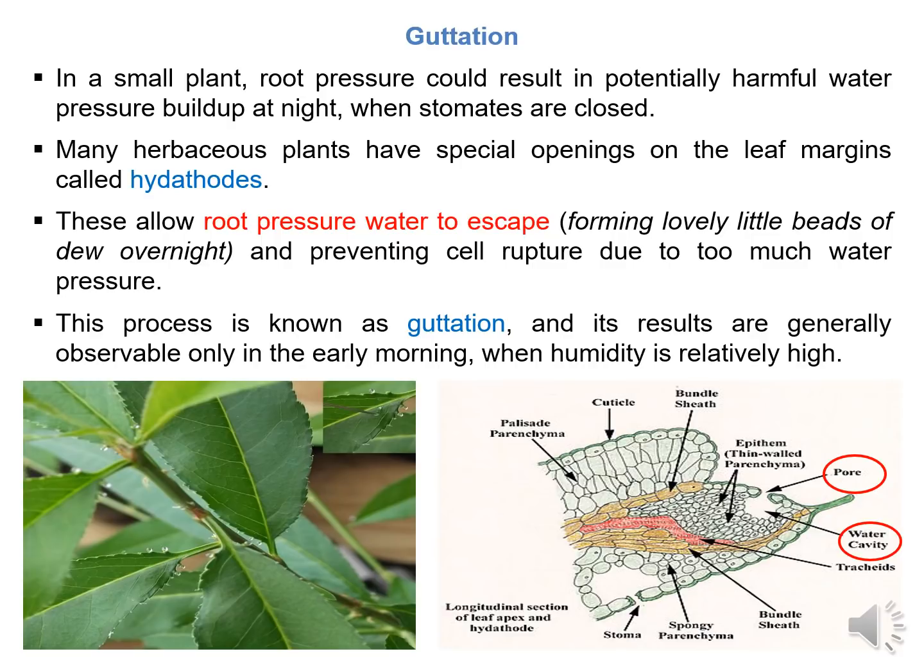So now we know what guttation is. Guttation is a process of producing a little bit of water droplet at night. In Malay we call it embun, through a structure called hydathode. This is to allow the root pressure water to escape. Otherwise, the cell may rupture because of the full pressure when the stomata close at night.